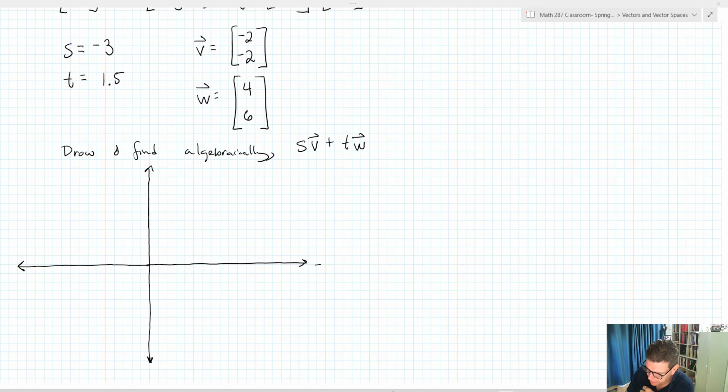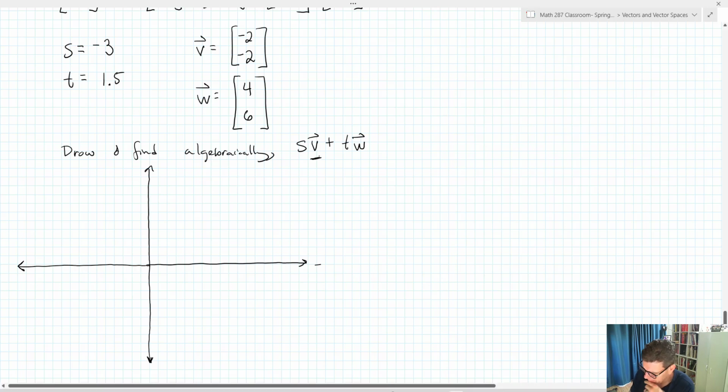So we'll start out with SV. V is negative 2, negative 2. Here's my vector V. And S is going to be negative 3, so I'm going to flip it over the origin, and then I'm going to stretch by 3. So there's SV. And then TW: we go 4, 6. So 1, 2, 3, 4, up 6, 1, 2, 3, 4, 5, 6. So there's the second one.